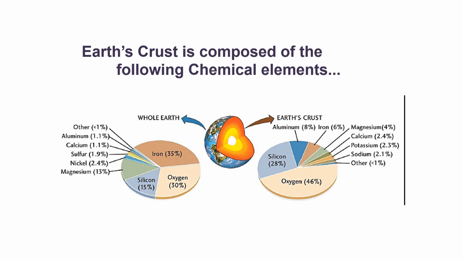For the whole earth, we have a majority of iron. So we have the liquid iron and the solid iron, inner and outer cores. We have the oxygen, and we have silicon and magnesium and all the other trace elements. But for the earth's crust, we have silicon, oxygen, aluminum, and iron, and other trace elements.